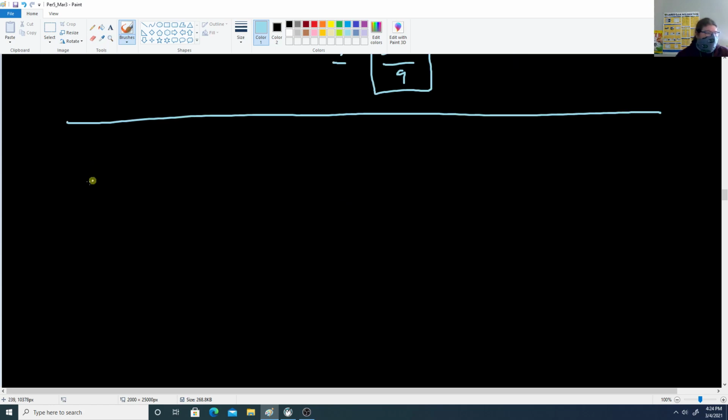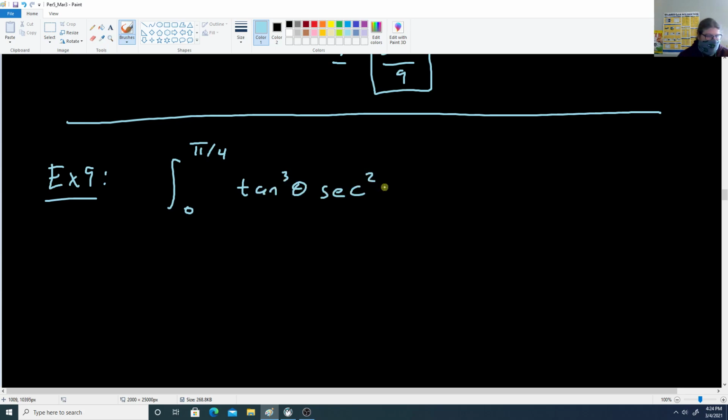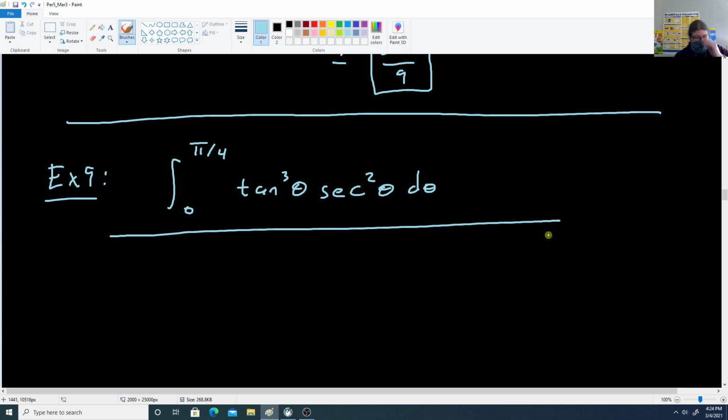All right, so moving along here for the next example. We get the integral of 0 up to pi over 4 of tangent cubed of theta times secant squared of theta d theta. So tangent cubed, I'm keeping a couple things here. The derivative of tangent is secant squared, so I'm going to try to choose tangent as my u.